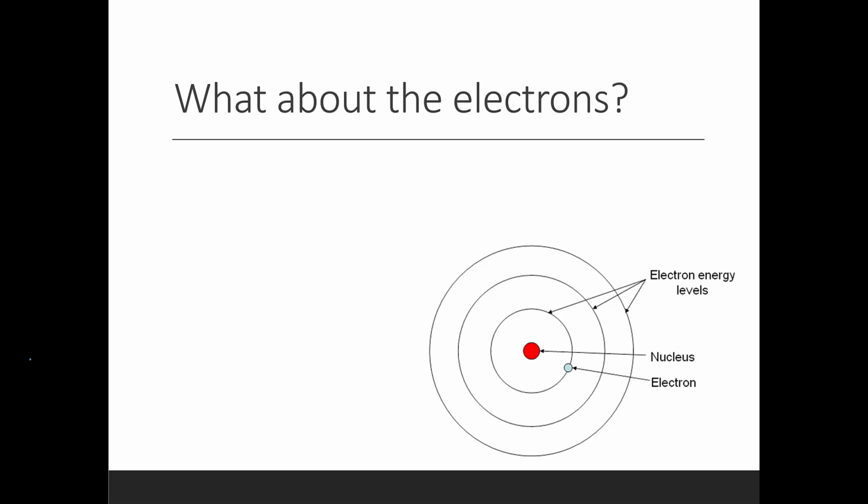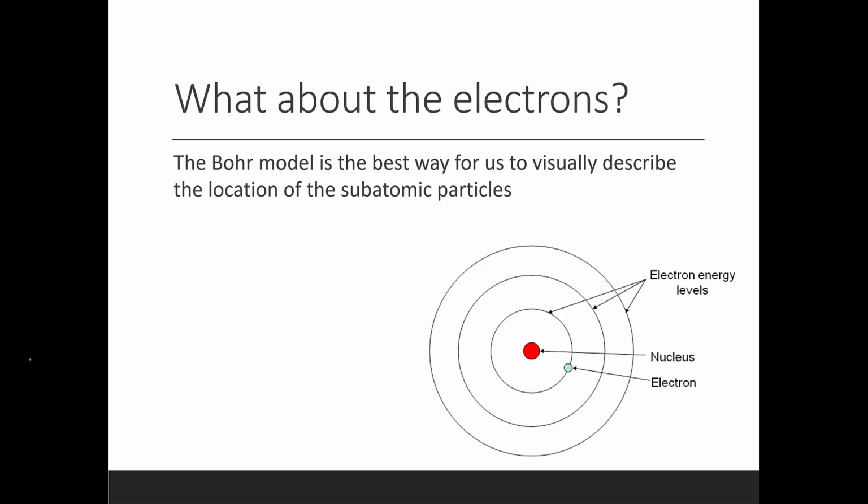So you learned from the history of atomic structure video that there has been a lot of changes to our understanding of the atom over time. The atom itself has not changed, it's just our understanding of it that has changed. And while the Bohr model is not the most current model, that would be Schrödinger and Heisenberg's electron cloud model, the Bohr model is the best way for us to visually describe the location of particles like protons, neutrons, and electrons because it is so straightforward.